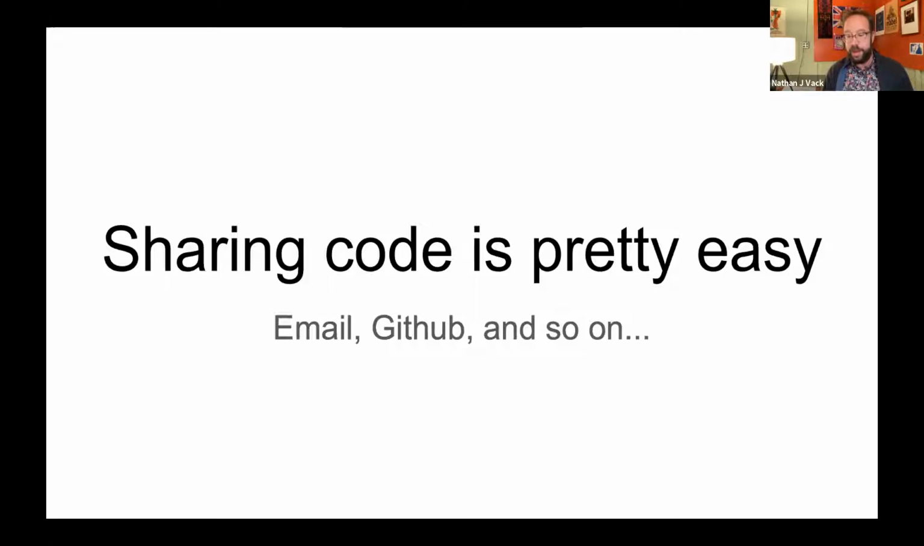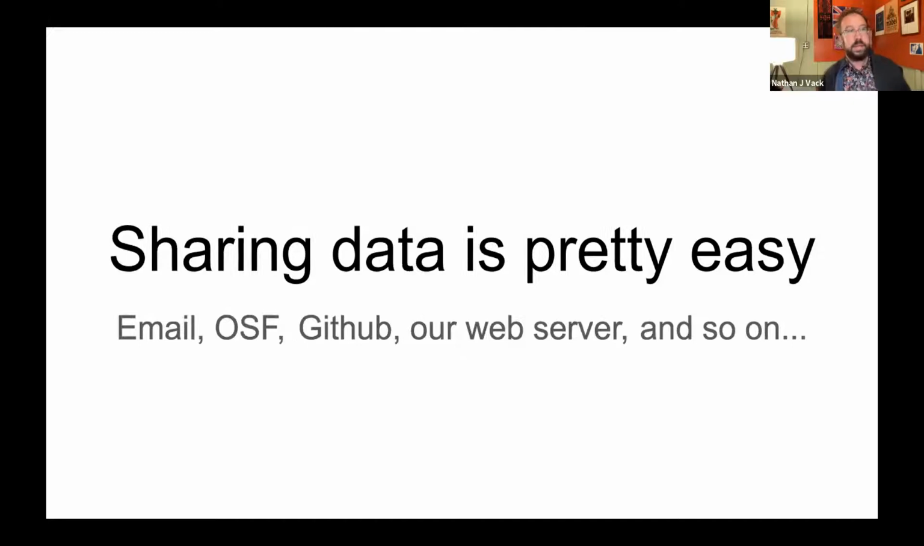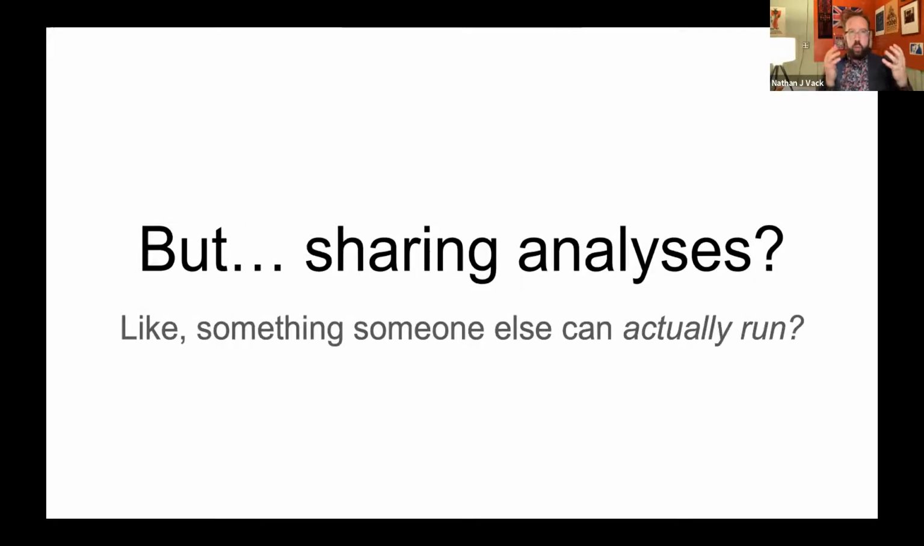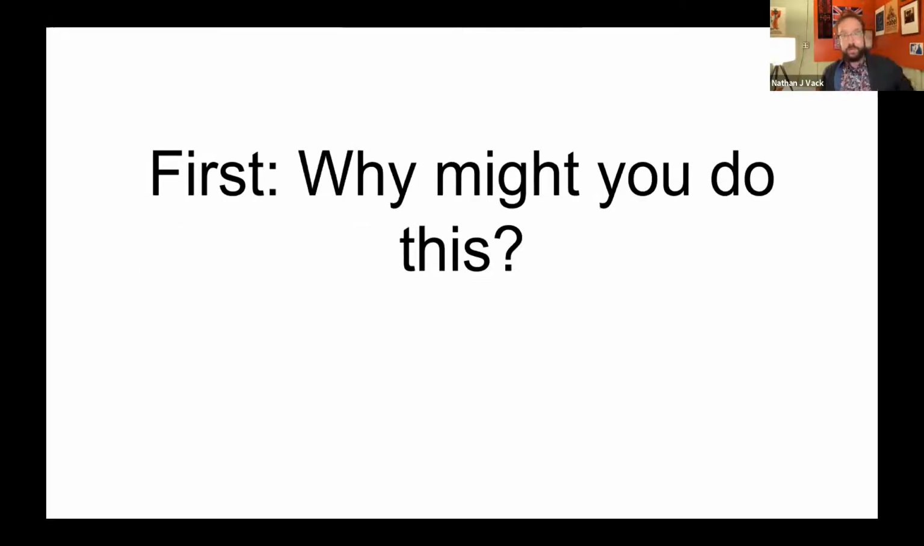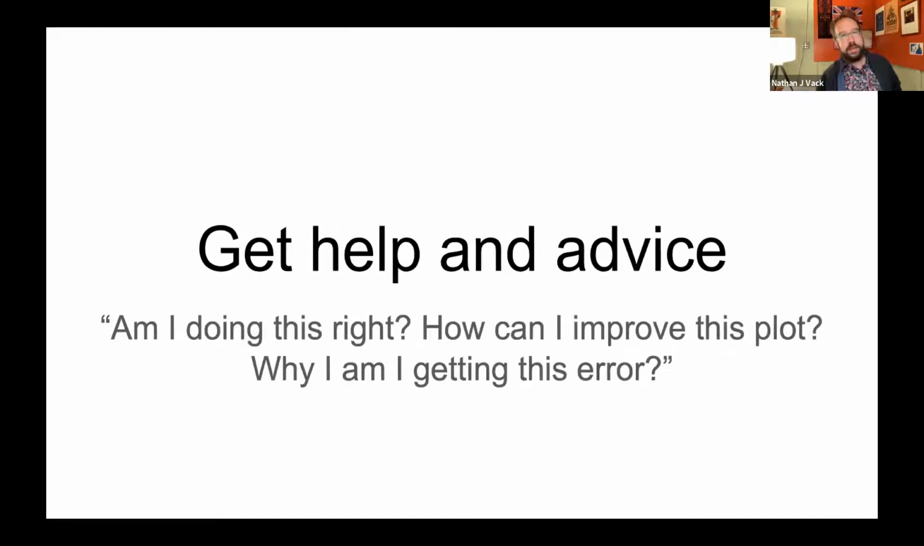If you want to share code, it's fairly easy to do that now. There are pretty well-defined ways to do this. Similar to sharing data, you can email stuff, you can put stuff on OSF, you can put it on GitHub, you can just put it on our web server. But what does it really look like? What does it mean to share an analysis? Something that somebody else can run, and it's code. It's R, it's Python, it's something that you can't just put on a web page and have other people modify, except you can now.